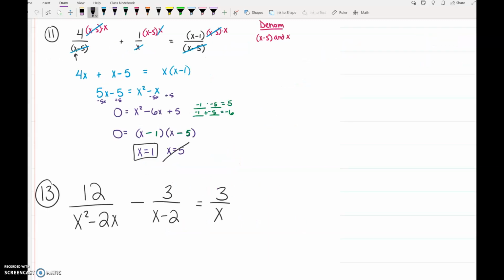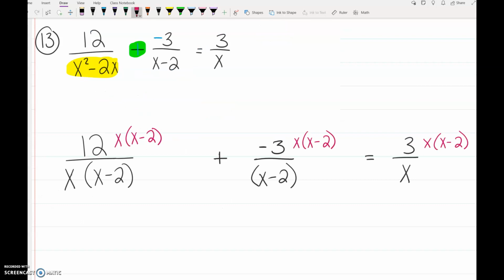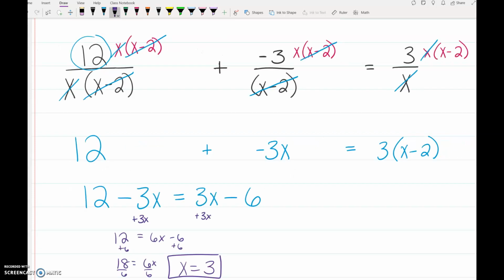Okay, here's number 13. I'm showing you snippets of number 13 because I'm running out of time on the video, so pause to get this part and then I'll show a snippet toward the end. Here's the answer to number 13. We now have done 9, 11, and 13. I want you to pick 8 more to do.